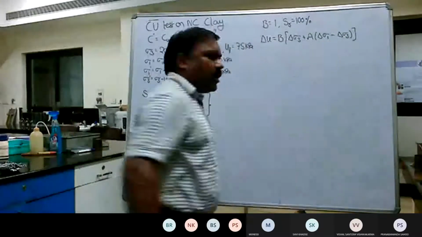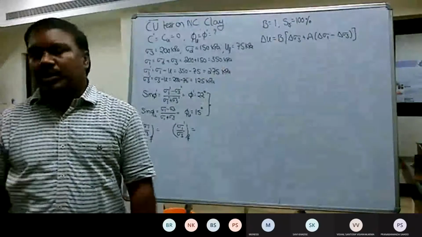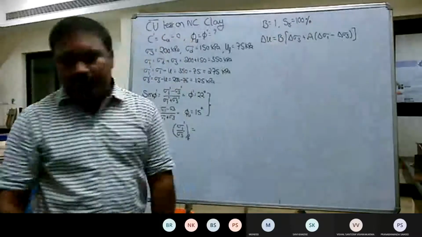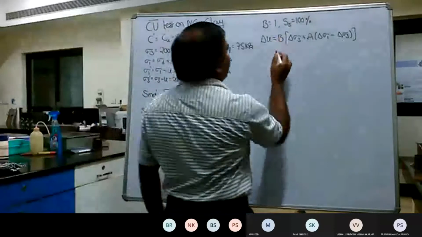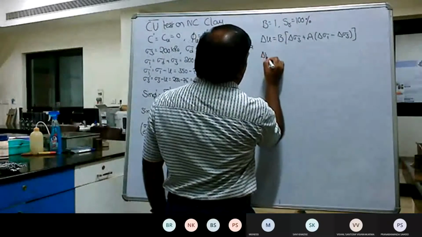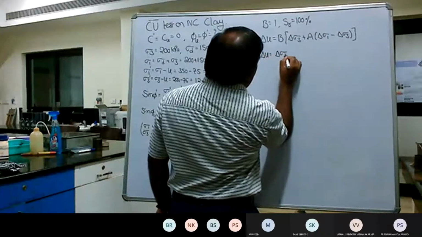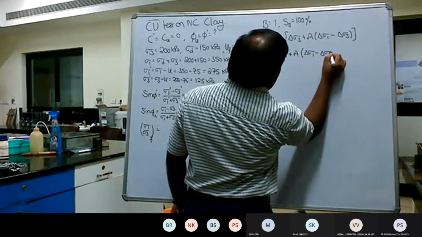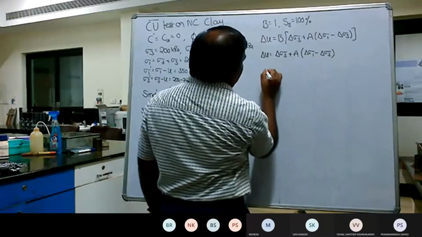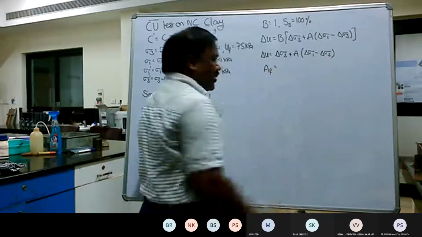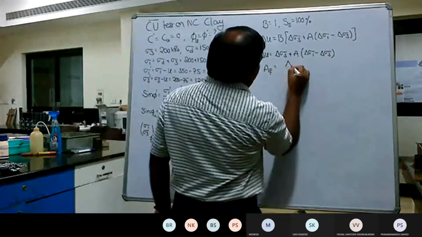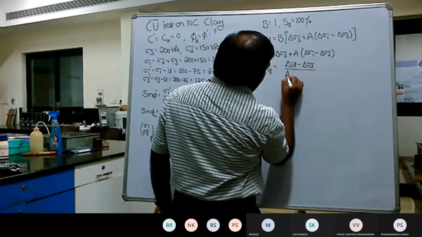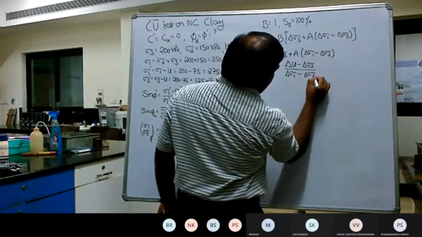This equation encompasses the pore pressure development both during the consolidation and during the deviator stress application. Here, since the degree of saturation is 100%, B is 1, so we can rewrite this equation as delta U is nothing but delta sigma 3 plus A into delta sigma 1 minus delta sigma 3. Our requirement is A. So this can be written as the pore pressure parameter at failure, A equals delta U minus delta sigma 3 divided by delta sigma 1 minus delta sigma 3.